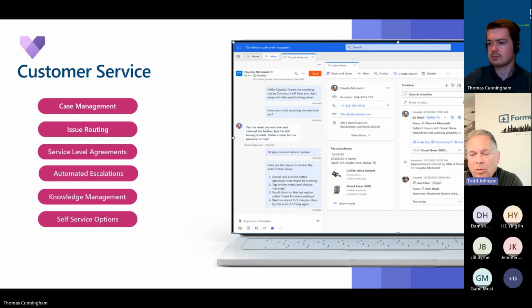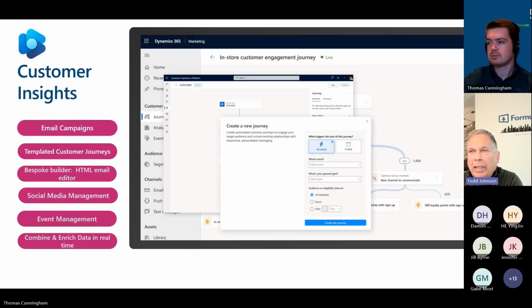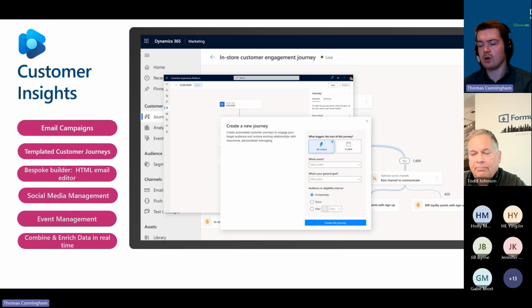Next, we're going to jump into customer insights, which is really all about marketing. Customer insights started off as the marketing module for Dynamics 365, but has since developed into much more. Now it provides comprehensive insights and feedback about your customers via multiple channels, in addition to powerful tools to reach out to them in a targeted and personal way.